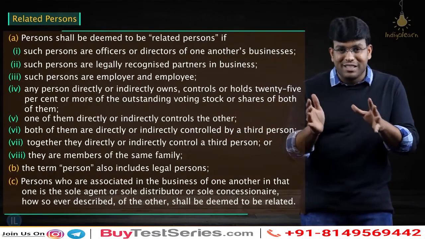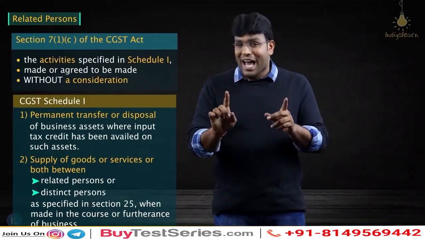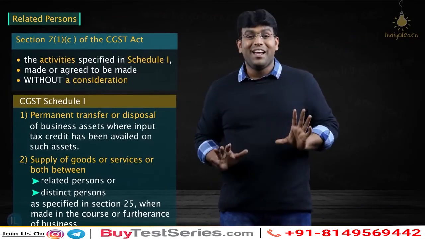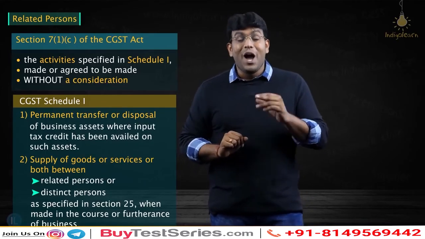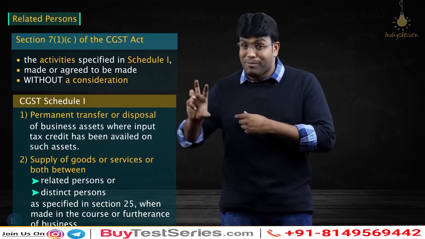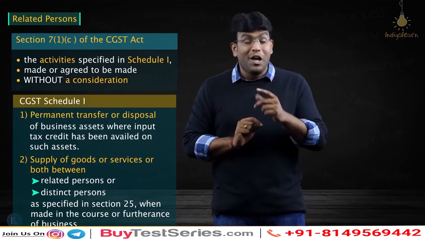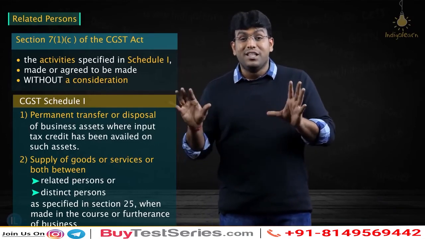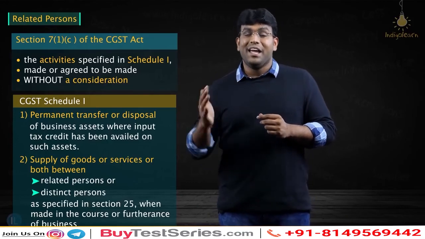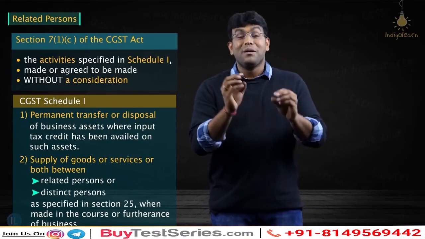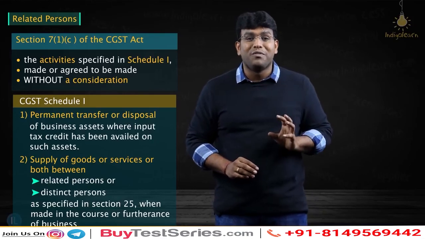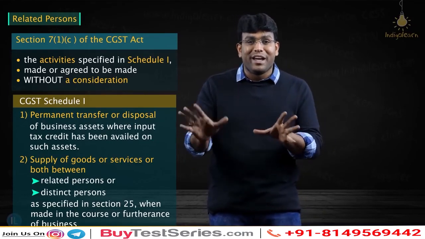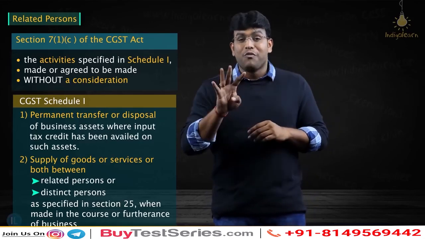So friends, going back to our discussion under section 7(1)(c), we are talking about transactions which are regarded as supply even though there is no consideration. In that, what was the first point? Permanent transfer or disposal of a business asset, for example my cell phone, on which ITC is claimed. What is the second point? Supplies between distinct or related persons in the course or furtherance of business. So these are the two points which talk about transactions regarded as supply even though there is no consideration. But we totally have 4 points to discuss.